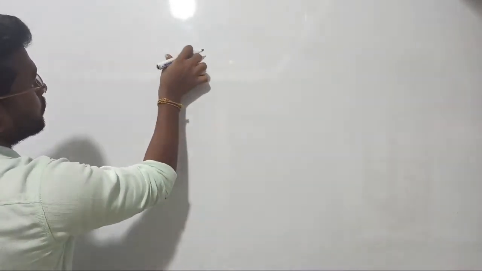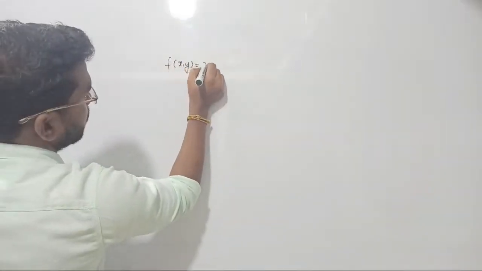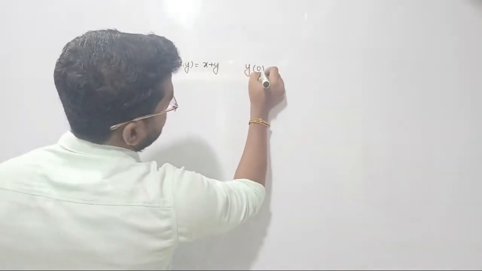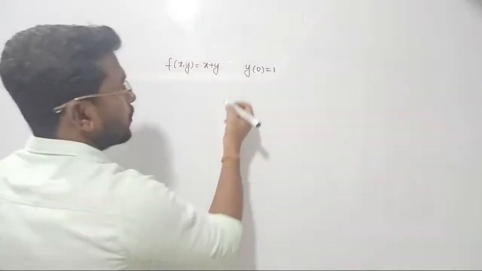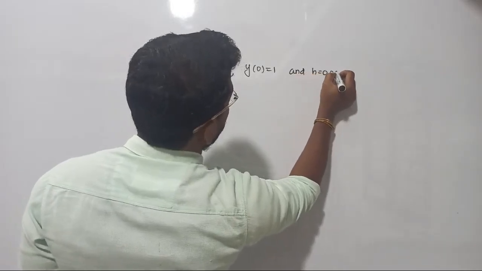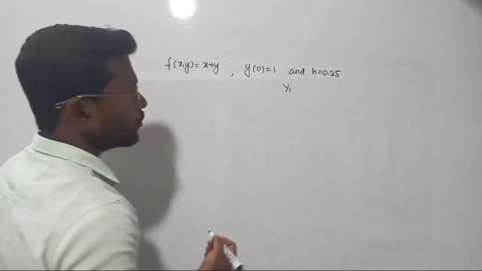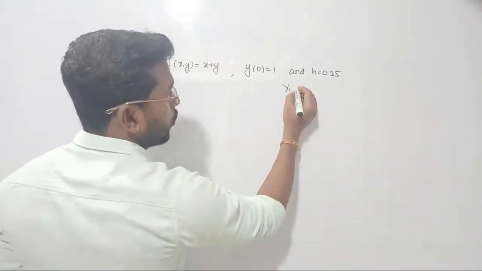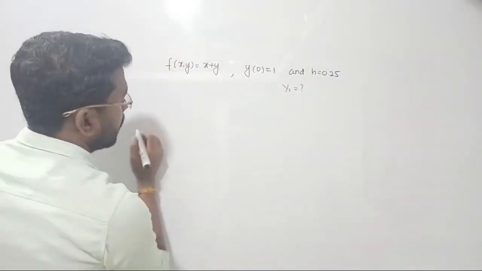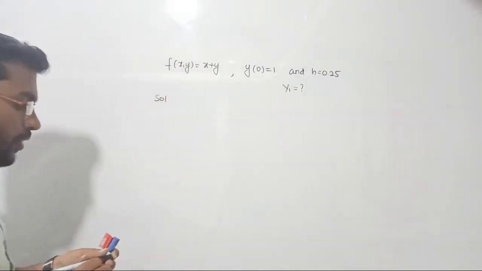Let me rub this one first. f of x comma y, the function is given as x plus y. And the initial value is given as y of 0 equal to 1. Clear? And the step size for the function is given as h equal to 0.25. Again, let us find the value of y1 using the modified Euler method. We just have to do one iteration, that is enough. Just we have to understand. Clear? Fine. Now, the formula that we saw already gives the solution for this function.